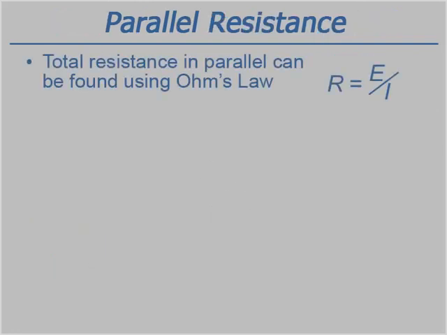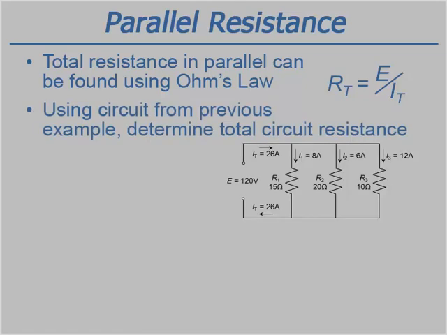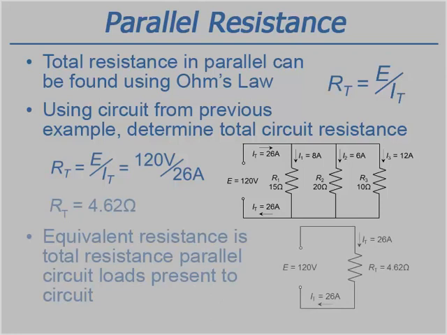Total resistance in a parallel circuit can be found by applying Ohm's law. Applying Ohm's law to the previous example parallel circuit, the total resistance can be determined by dividing the applied voltage by the total circuit current. The total load connected to the circuit's 120-volt source is the same as the single equivalent resistance of 4.62 ohms connected across the source.